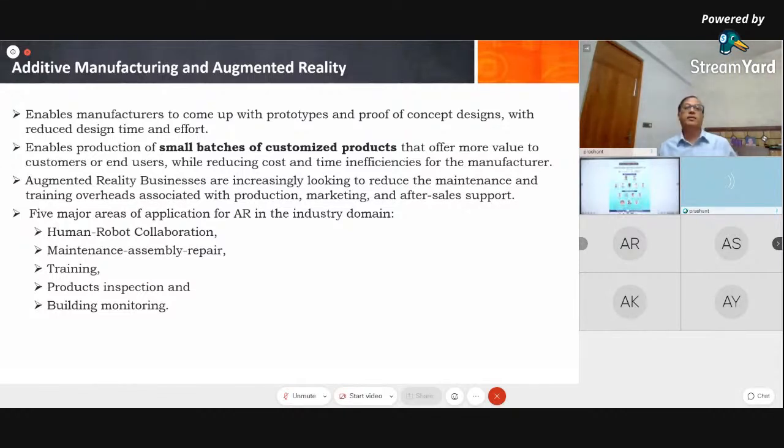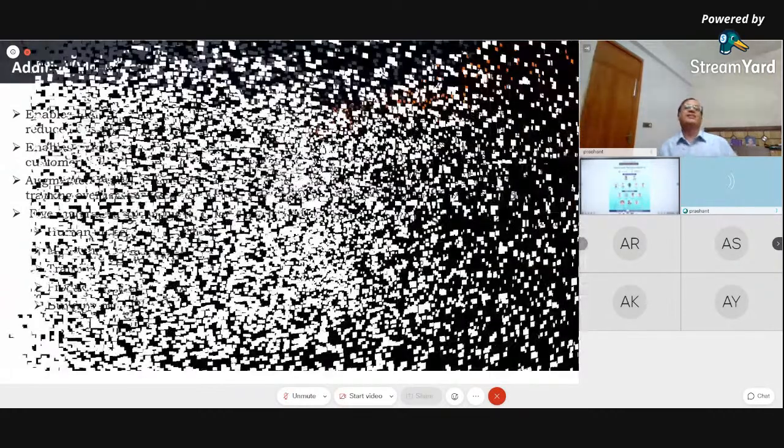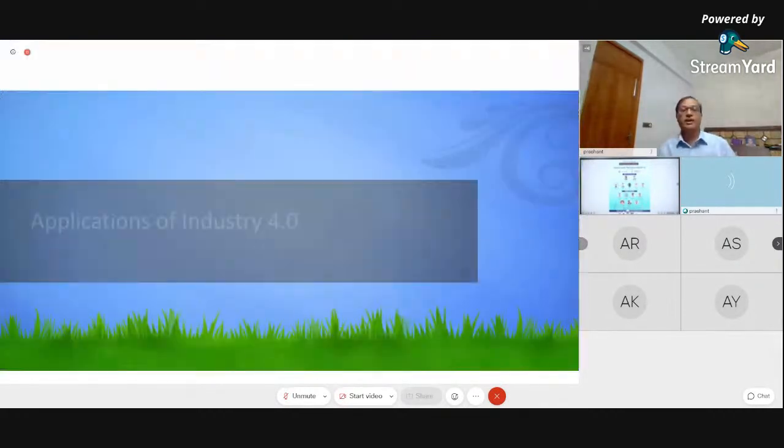So augmented reality in itself has lots of benefits. But as I said, Industry 4.0 encompasses all these building blocks into one. We're making use of all the available novel technologies so that we can spearhead towards the goal of achieving lights-out industry. Next, I'll talk about some of the applications of Industry 4.0.